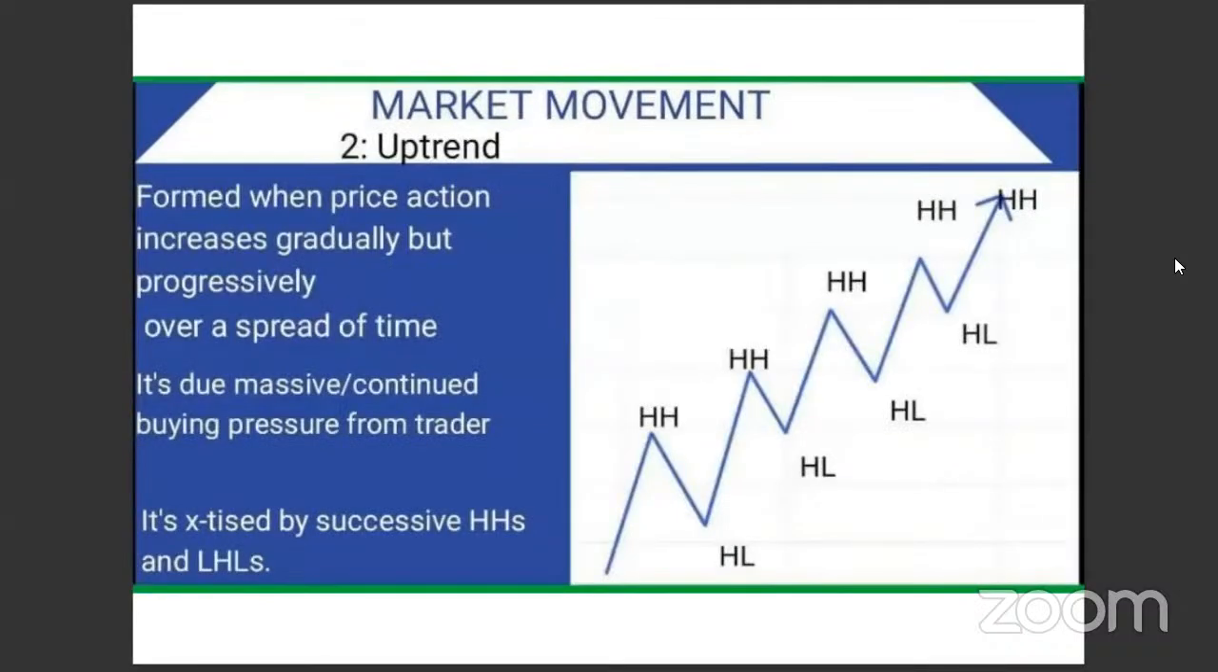Okay, now the next one is the uptrend. It is formed when price action increases gradually but progressively over a period of time due to massive buying pressure. So like we saw on a downward trend, we are going to see that on an upward trend: the market moves up, then moves down, moves up, moves down, moves up, moves down, moves up, moves down.